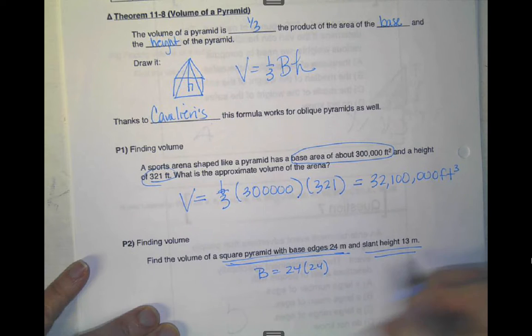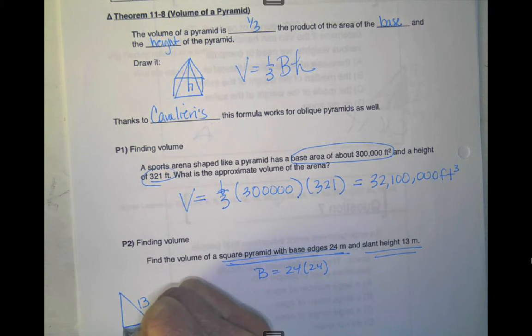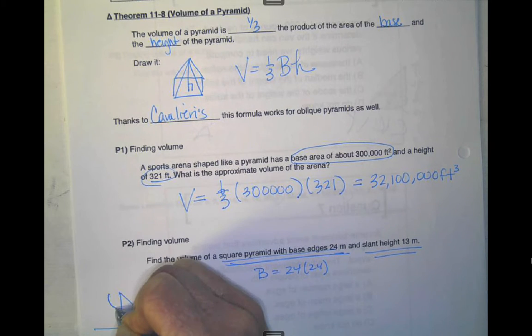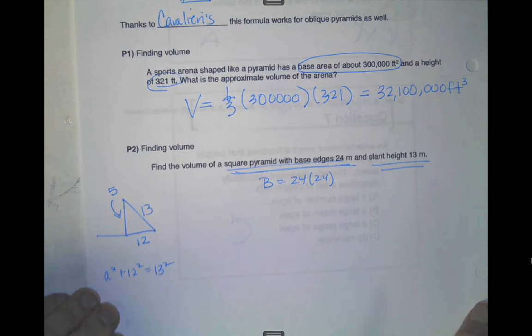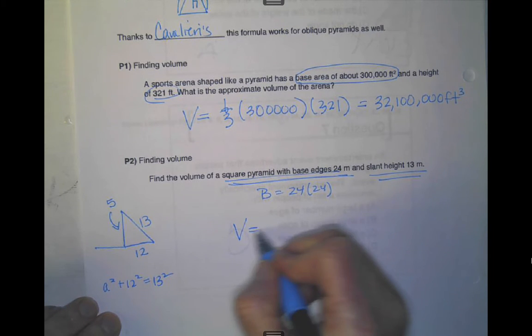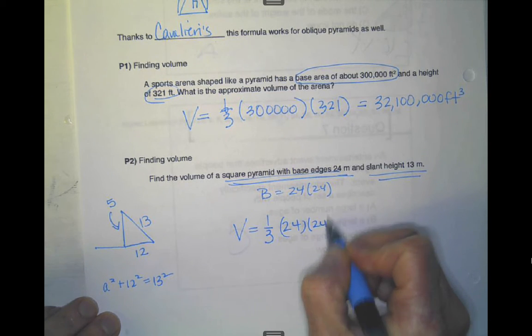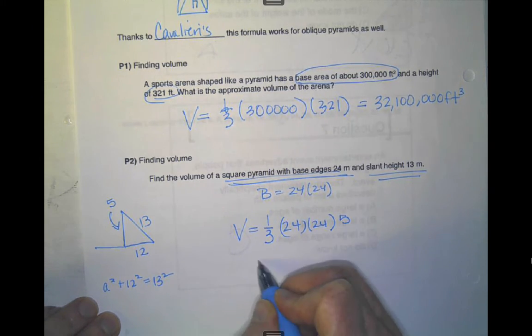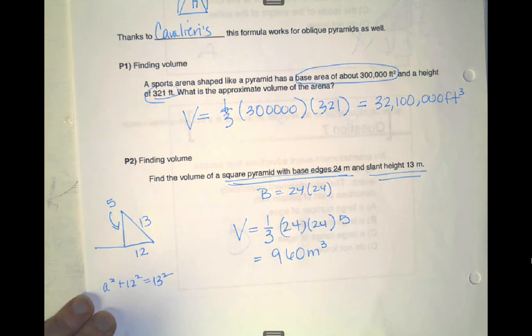It tells me my slant height is 13. That's a problem. That's this height right here. Remember, the whole side was 24, so the half side is 12. This ends up being a Pythagorean triple. If you don't believe me, you can just do a squared plus 12 squared equals 13 squared and solve that to figure out that height there. Again, I need the height. So the volume is 1/3 that 24 times the 24 times the 5. So this ends up being 960 meters cubed.